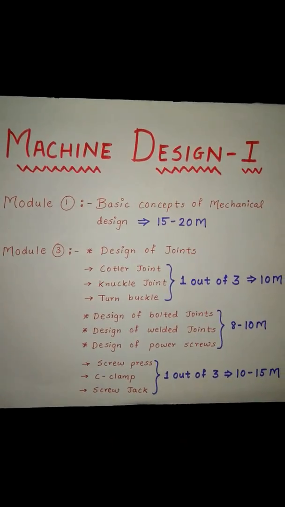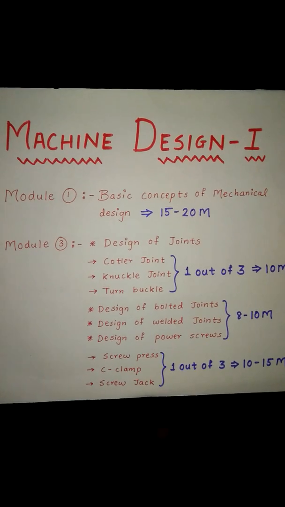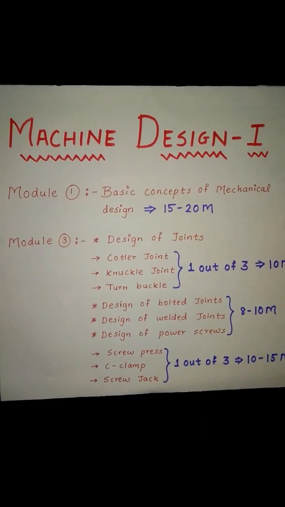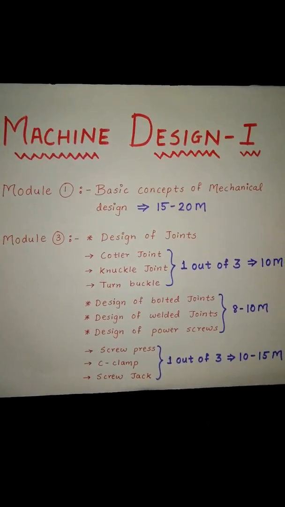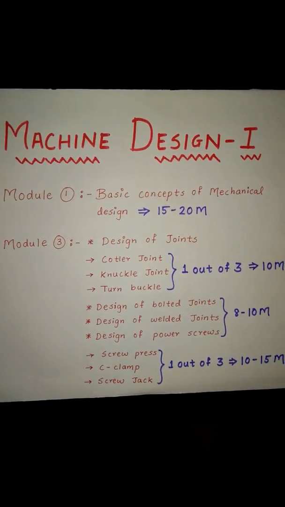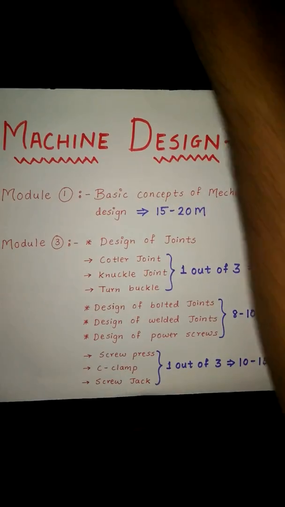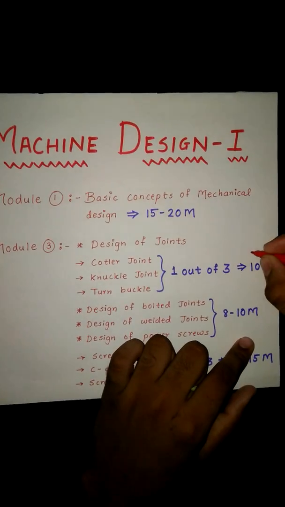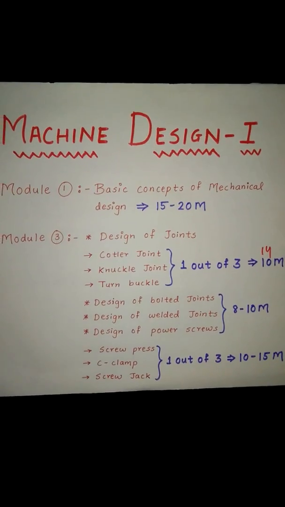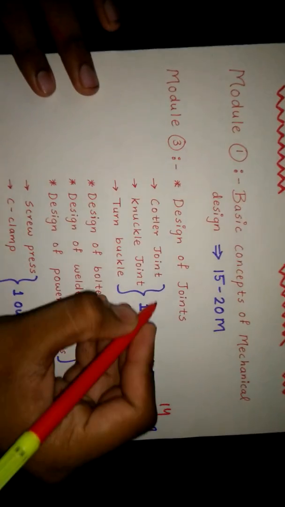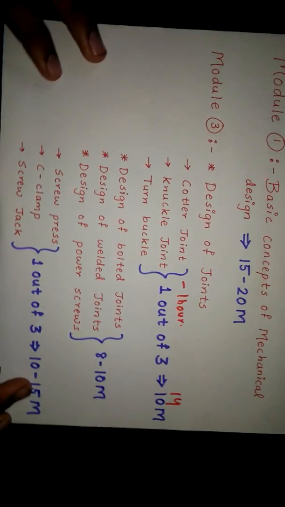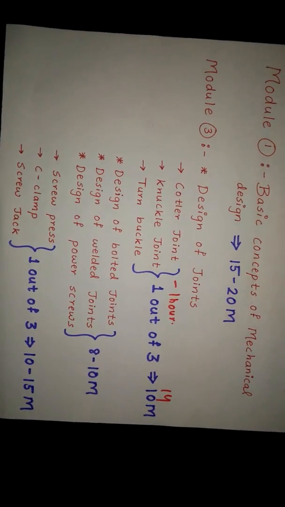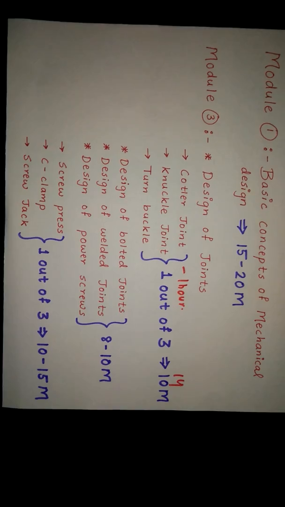And module 3 is a very important module which contains design of joints: quarter joint, knuckle joint and turnbuckle, out of which one out of three will be asked in the exam for 10 marks or most probably 14 marks. The knuckle joint or the quarter joint generally takes 1 hour in the exam to solve.